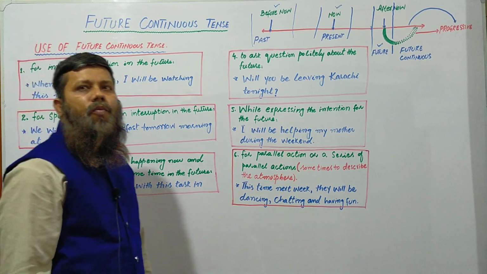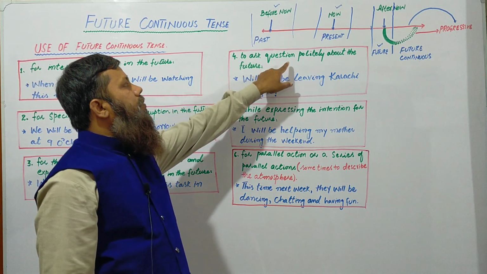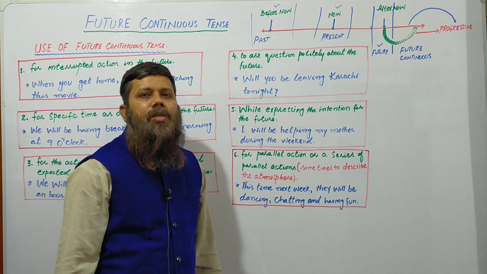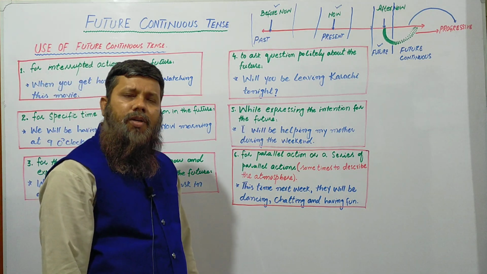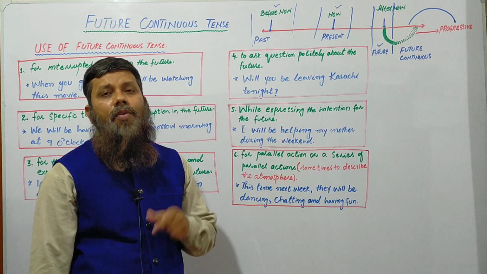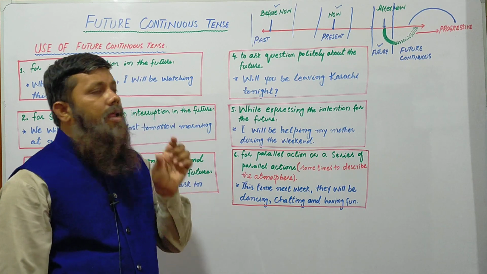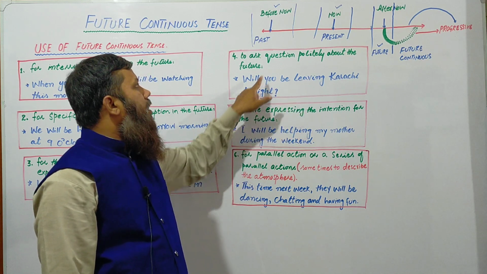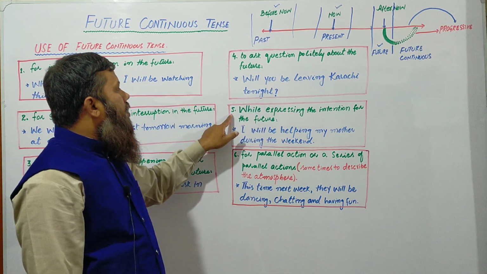Usage number four: when do we use future continuous tense to ask questions politely about the future? Sometimes we also use this type of question with future continuous tense or future progressive. Suppose, will you be leaving Karachi tonight? It means, are you going to leave Karachi tonight? If you have already definitely decided, you use "are you going to". But here it is not definitely decided, so you use "will be leaving". Will you be leaving Karachi tonight? It means questions politely about the future. Getting usage number 4. Now usage number 5.